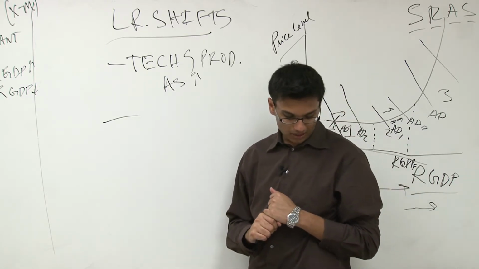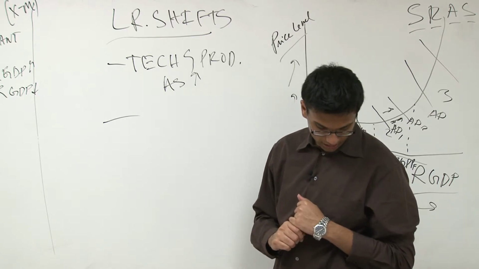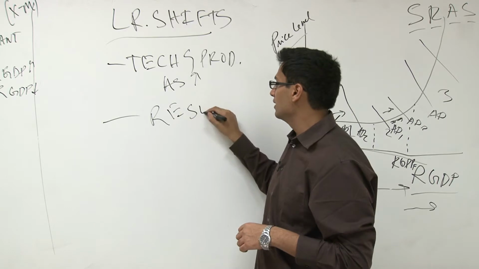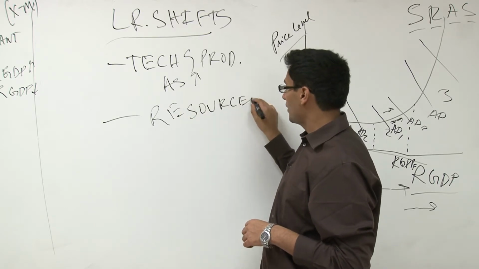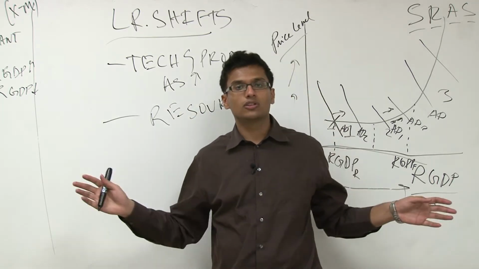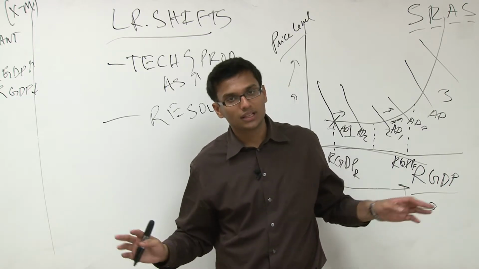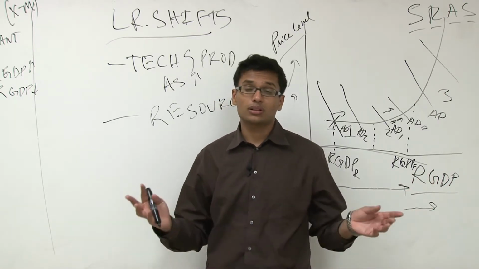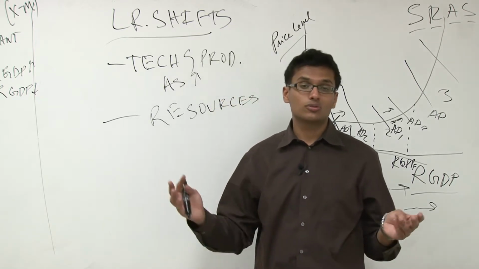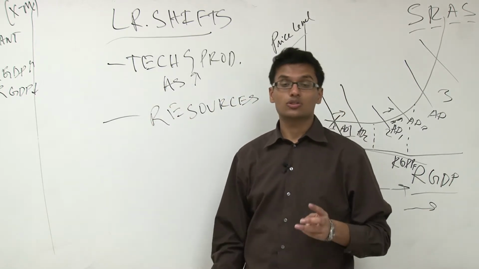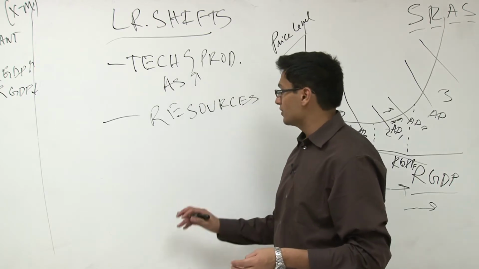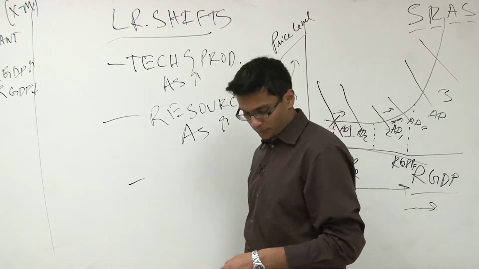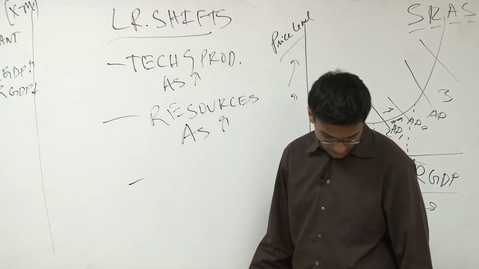Next comes availability of resources. So why are resources important? Let's say that for some reason, my Ferrari factory found a whole bunch of aluminum and carbon fiber somewhere. I have a whole bunch more of it, and it's much cheaper. Well, that helps a lot. If you think about it, my resource input prices come down. We talked about this in the short run. And all of a sudden, my AS shifts to the right. Resources.